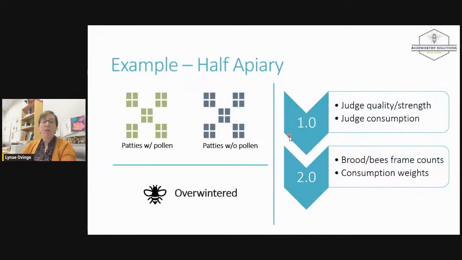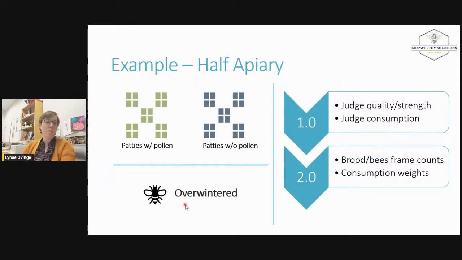Another thing is pollen patties. Let's say we want to look at patties with pollen and compare those to patties without pollen, because they're cheaper. And we're going to do that in half apiaries. This is a really great design for half apiaries because pollen varies so much from yard to yard.